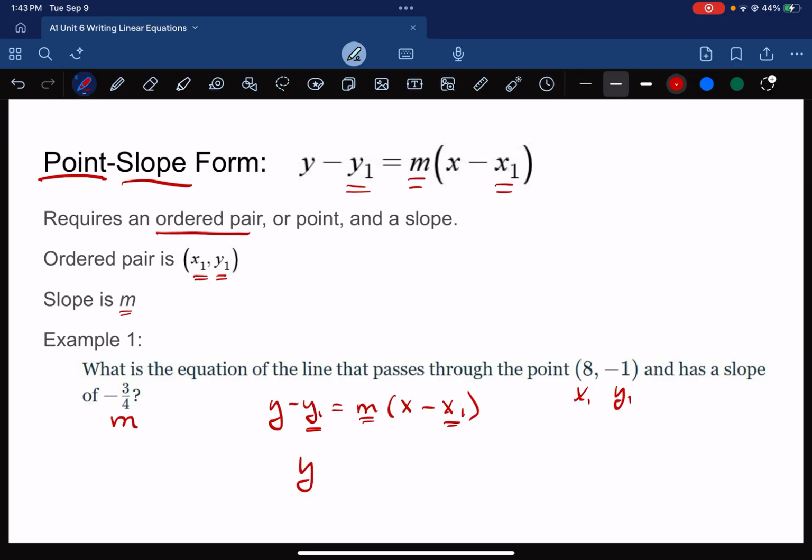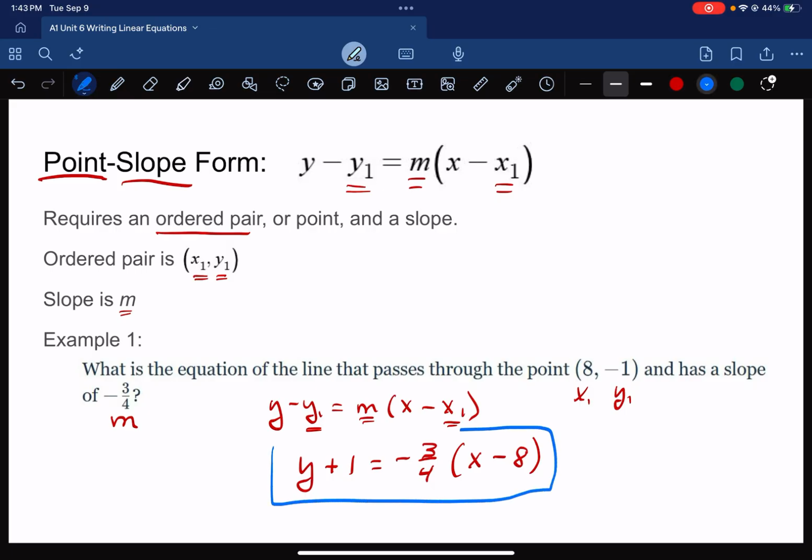So it goes y minus, and then notice y1 is negative. So I'm going to have a minus and then a negative, which is going to make that a plus sign. And then slope is -3/4, and then parenthesis x minus, and then x1 is just 8. So we just write in 8, and we don't need to change any of the signs. Just leave it a minus. And you just wrote your first point-slope form. Okay?